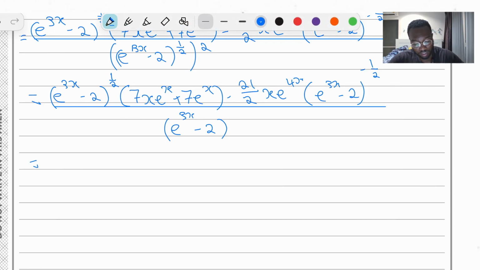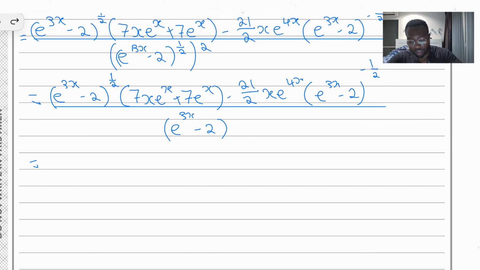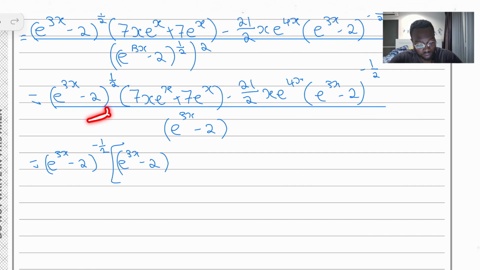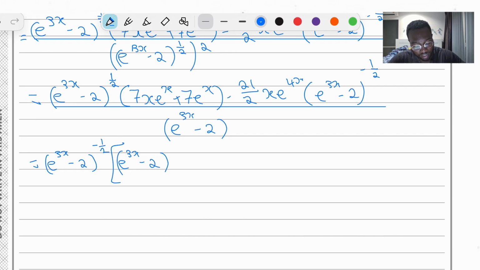So for example, if I show you that here, if we take out a factor of this over here, (e to the 3x minus 2) to the power minus half, take out a factor, that would be (e to the 3x minus 2) to the minus a half. Okay, in brackets, we would get an e to the 3x minus 2. Okay, that will be it for that, no power, because obviously if we were to work this out, that would give us to the power of a half, which is this over here. So we can leave it like that, and then we also have the 7x e to the x plus 7 e to the x.